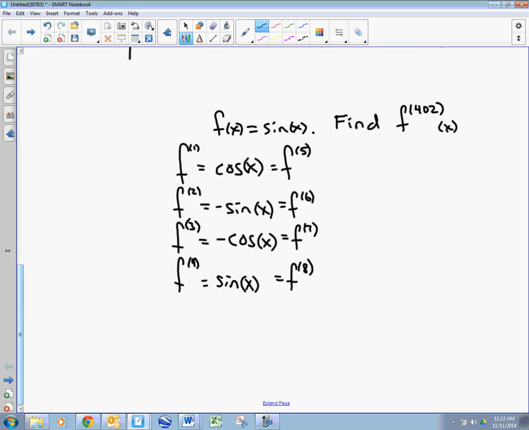So I really would hate to write all those numbers out all the way up to 402. 4, 8, all divisible by 4. So what's a number close to 402 that is divisible by 4? 400. So would you agree that the 400th derivative is going to be sine of x? So what's the 401st going to be? Cosine, and the 402nd, negative sine.